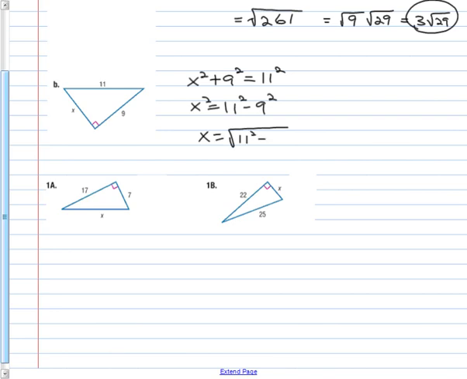And again, I want to know the number inside there. 40? Square root of 40? So what's the biggest perfect square that goes into 40? 4. 4 times square root of 4 times square root of 10. What's square root of 4? 2 square roots of 10. There's our answer.